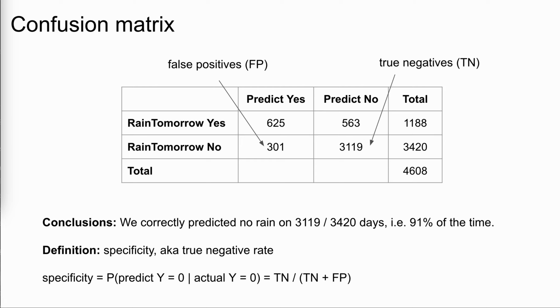In general, the specificity is the probability that our model correctly predicts a negative case to be negative. That is, the conditional probability that it predicts y equals 0 if, in fact, y is actually 0. And as we did here, it's calculated by the ratio of true negative predictions to the total number of observed negatives.